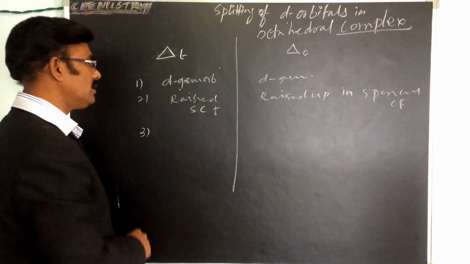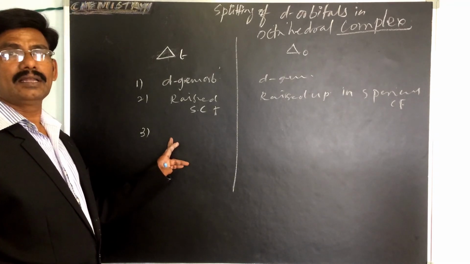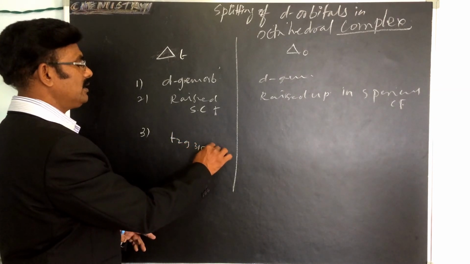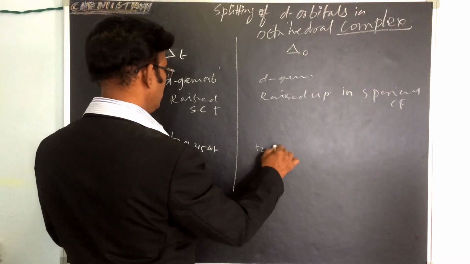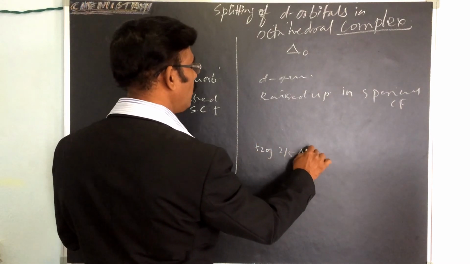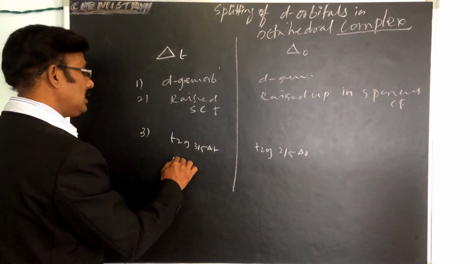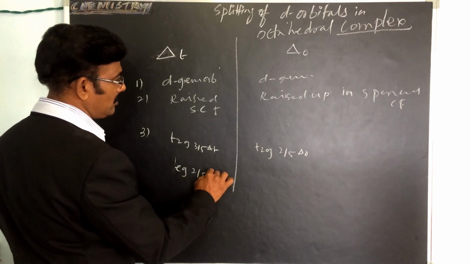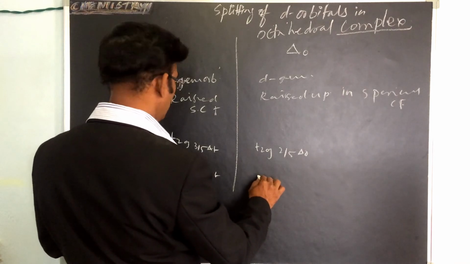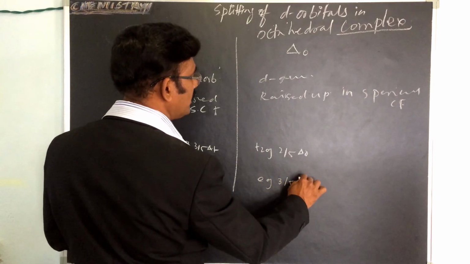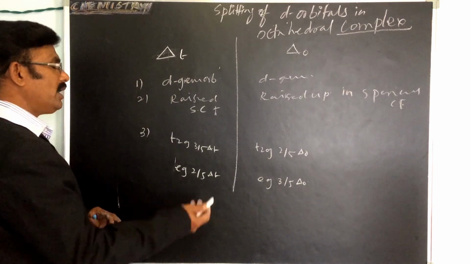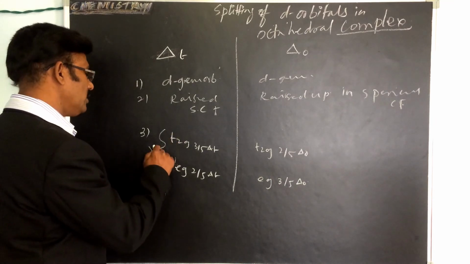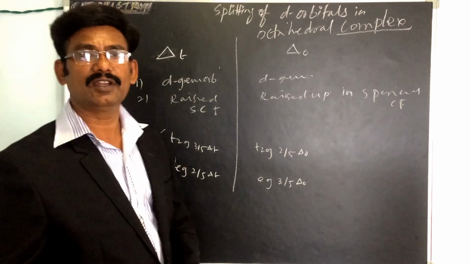Then the third point: here T2G is raised up by 3 by 5 delta T, while in octahedral T2G is lowered by 2 by 5 delta O. Here Eg is 2 by 5 delta T, and there Eg is 3 by 5 delta O. So non-axial orbitals and axial orbitals, Eg set and T2G set, are exact opposites. You have to remember this.